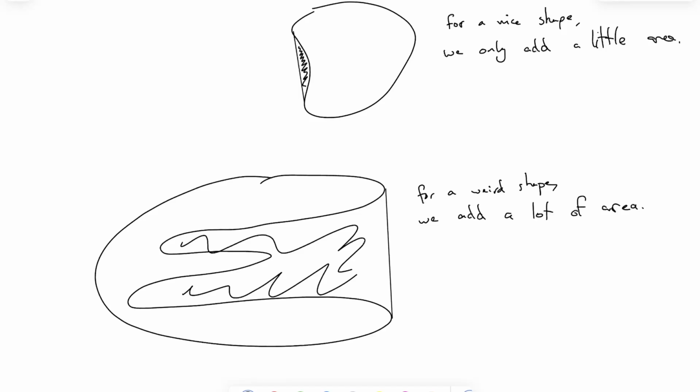And this is how you can tell the difference using the convex hull between a nice shape versus a weird shape. A nice shape is one where the area doesn't change very much when you add in the convex hull, and a weird shape is one in which the area changes by a lot. All right? Specifically, how do we measure this? We can actually boil this all down to real numbers.